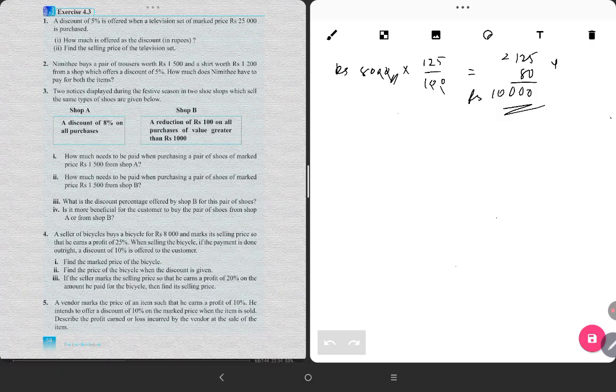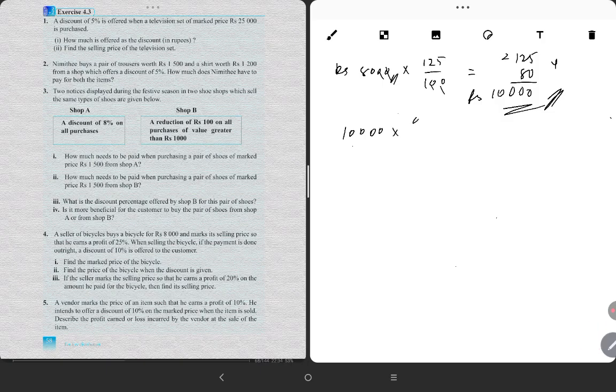But when selling the bicycle, if the payment is done outright, a discount of 10% is offered to the customer. Okay, find the marked price of the bike. The marked price of the bike is what we just calculated. Find the price of the bicycle when the discount is given. Okay, now he's giving a 10% discount, right?